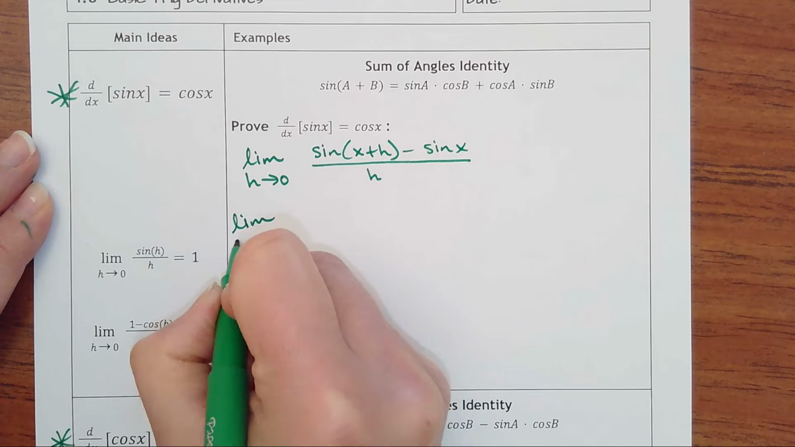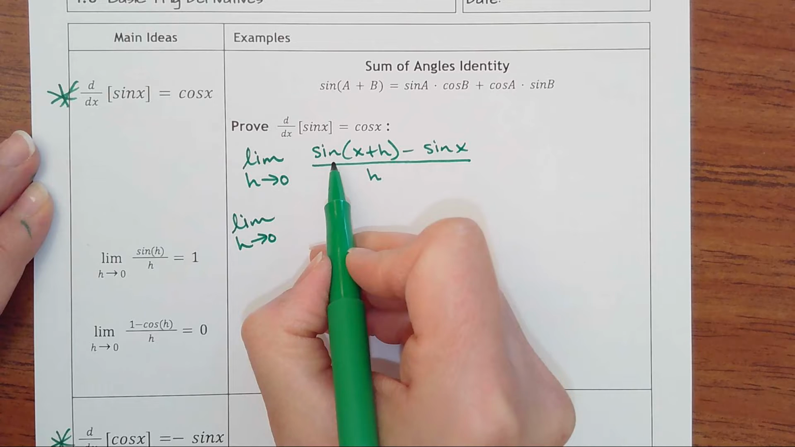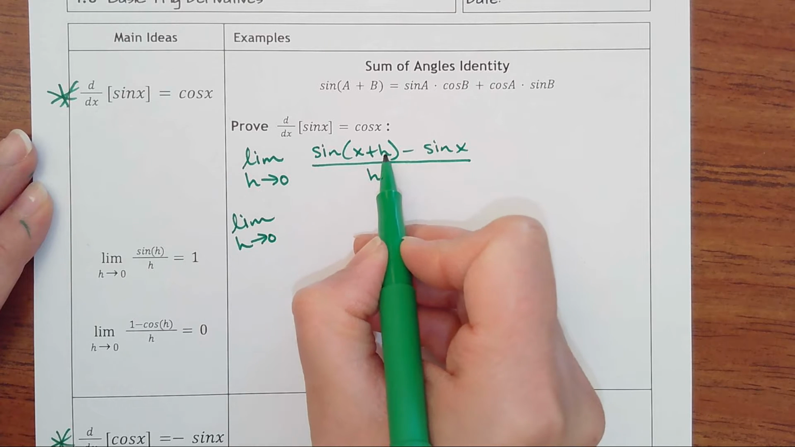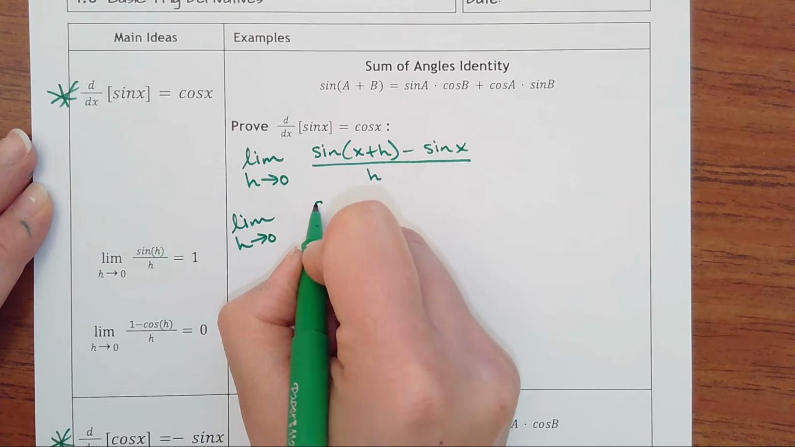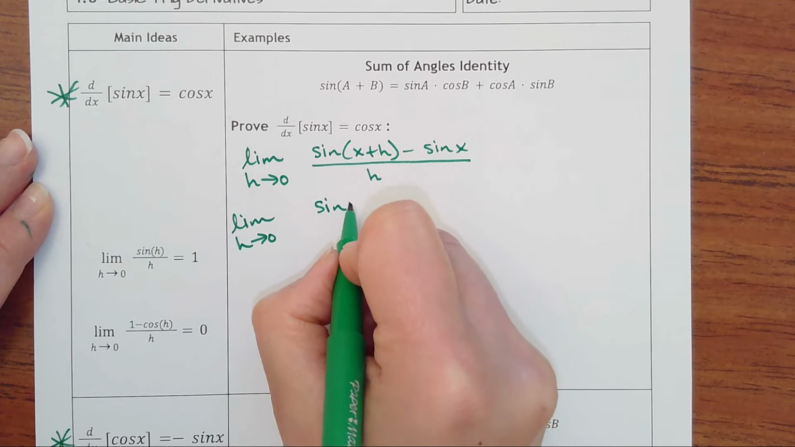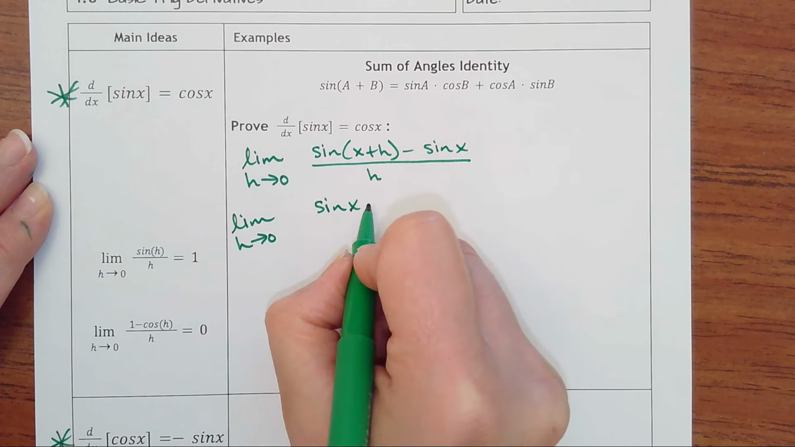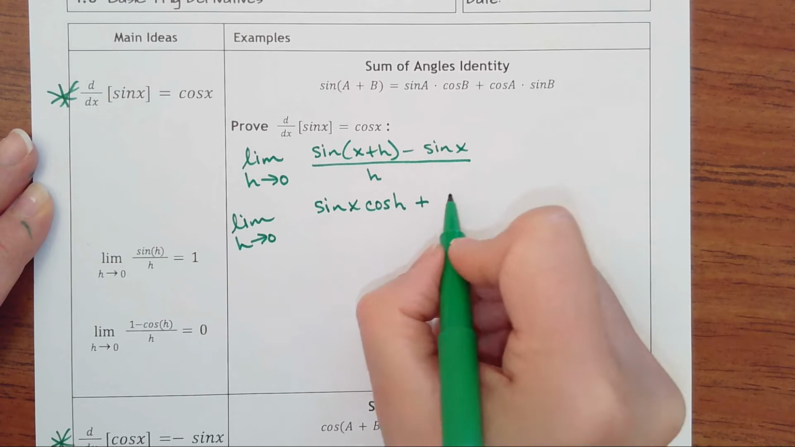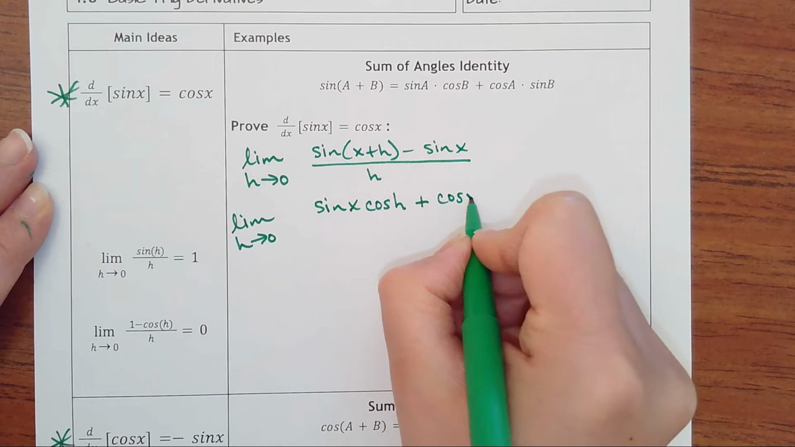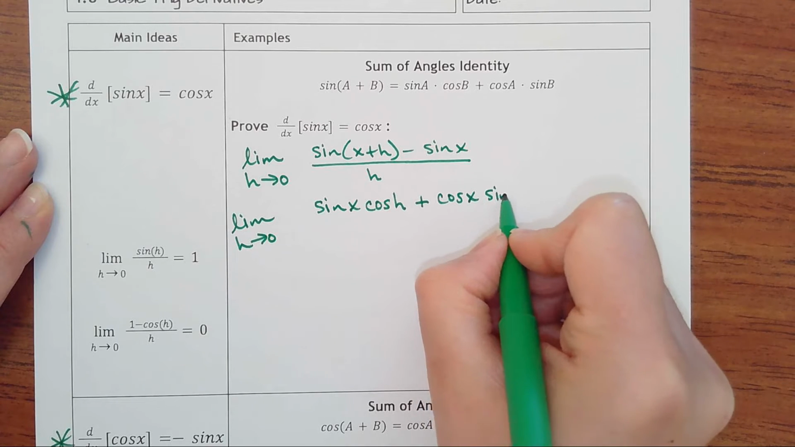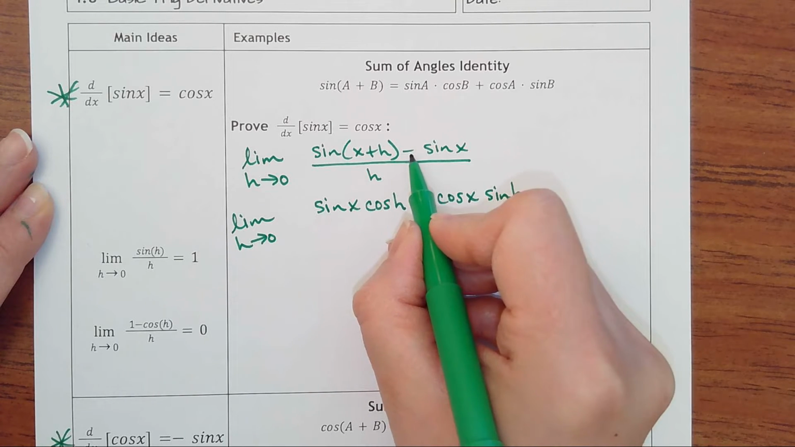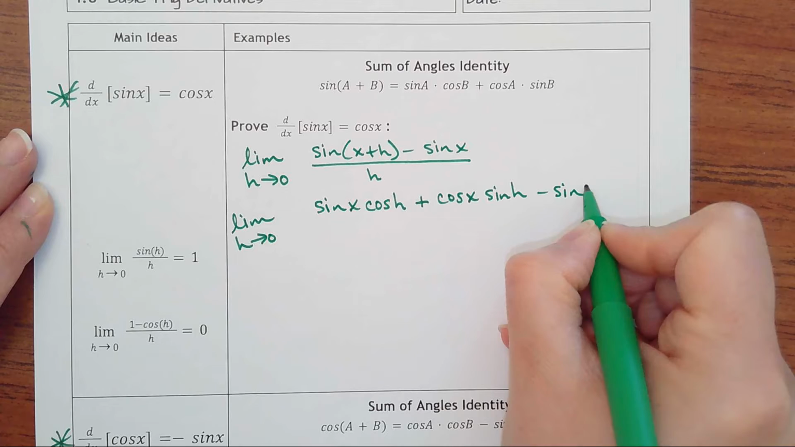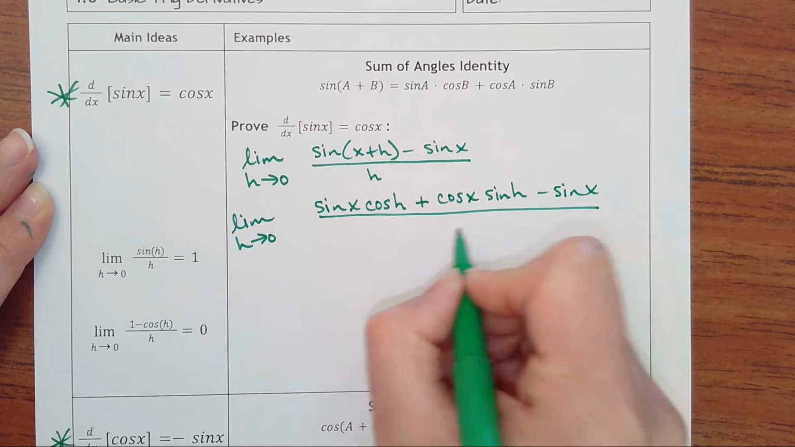So I'll write limit as h goes to 0. So x is going to be like my A, h is going to be like my B. So it'd be sine of x cosine of h plus cosine of x sine of h. And then I still have to write minus sine of x all over h.